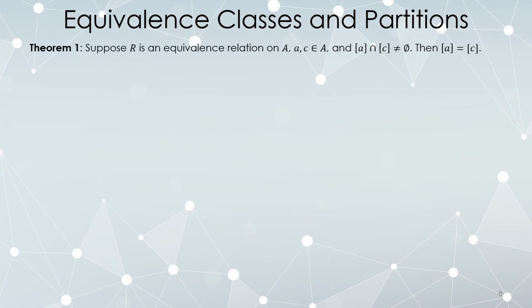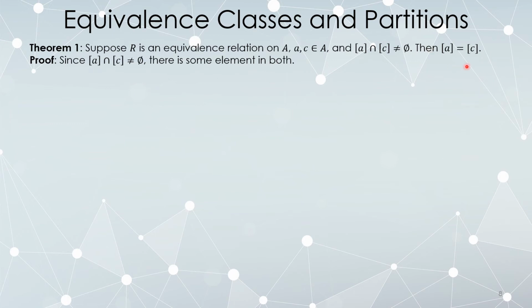Theorem 1. Suppose we have an equivalence relation on A. A and C are two elements of A. And here, the equivalence class of A, which is everything related to it by R, intersect the equivalence class of C, everything related to C by R, is not empty. Then those two sets are actually equal.